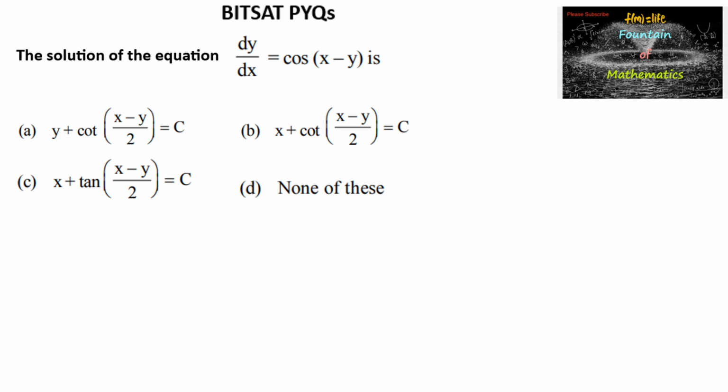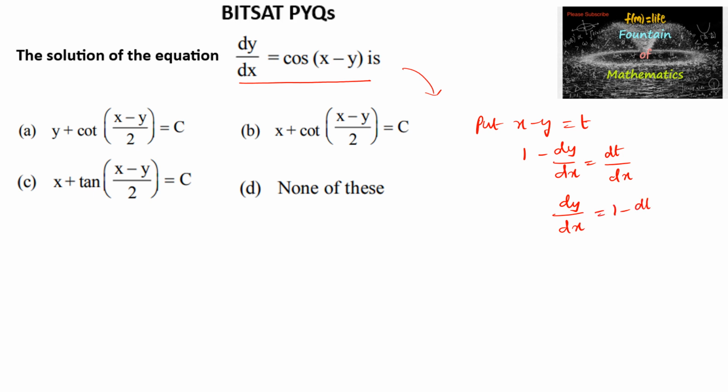We need to find the solution of the differential equation dy by dx is equal to cos of x minus y. So let us simplify it by putting x minus y is equal to t, so that on differentiating we'll get 1 minus dy by dx is equal to dt by dx, or we can write dy by dx is equal to 1 minus dt by dx.